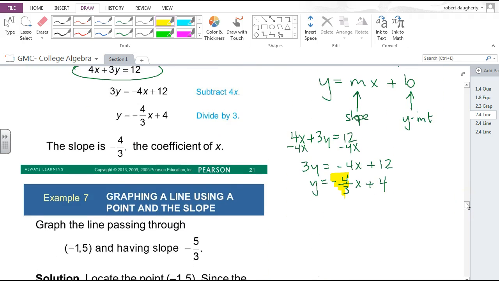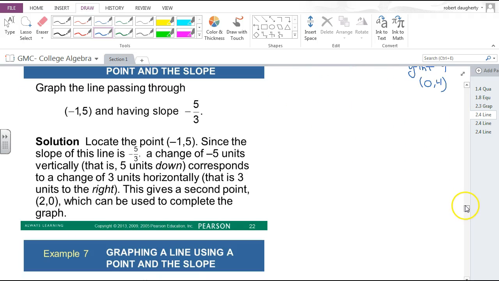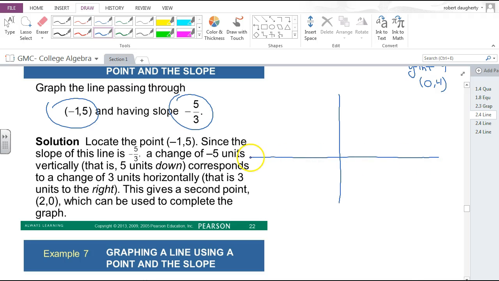So in this case right here, I've got slope negative 4/3. My y-intercept is 4. That means it goes through the point 0, 4. Now we can use that kind of information to graph a line, okay? Graph the line that passes through this point and has a slope of negative 5/3. So I'll need to find the point negative 1, 5.